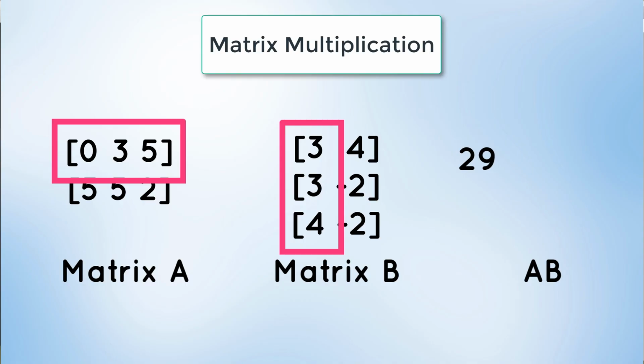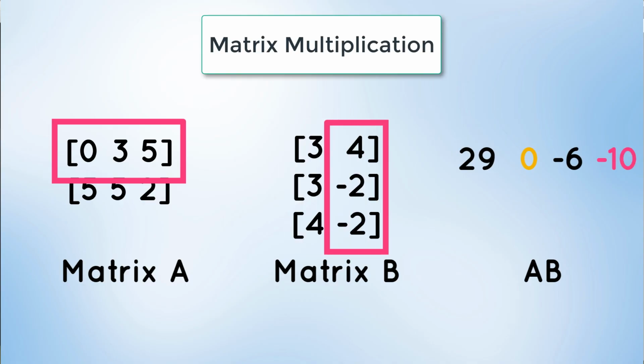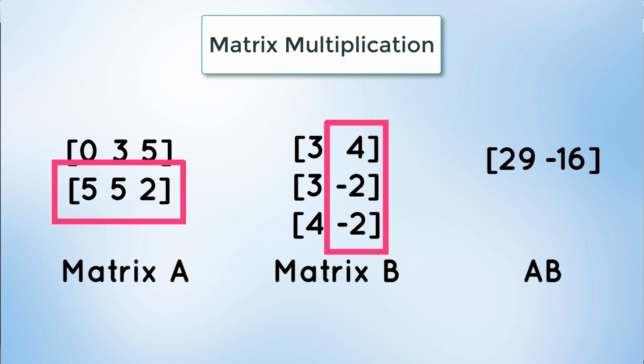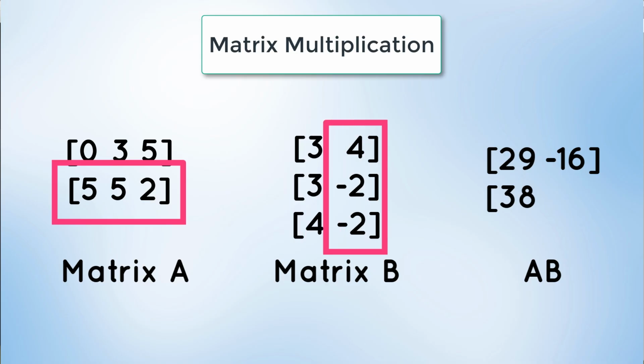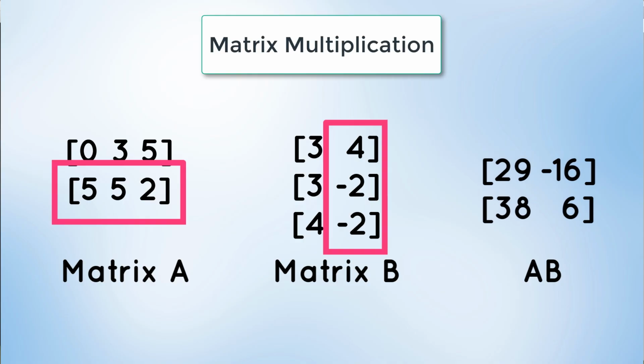We do the same thing but now for the second column of matrix B, to obtain 0, -6, and -10, resulting in a value of -16 when taking our sum. Alright, now we're done with the first row. We do the same exact thing for the second row. But now restart at the first column of matrix B, 5 times 3 plus 5 times 3 plus 2 times 4, which equals 38. And now the second column, 5 times 4 plus 5 times -2 plus 2 times -2, which ends up equaling 6. And that is all. We've taken the product of 2 matrices, and let's do this in our code really quickly.